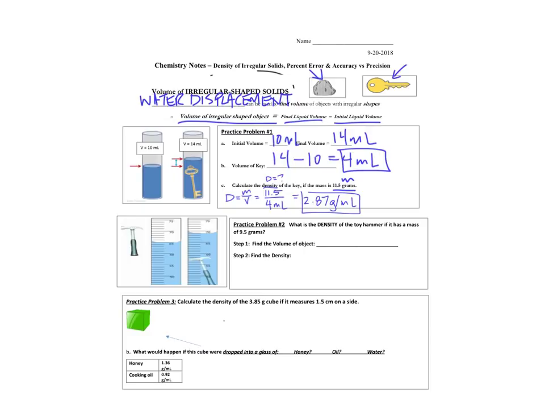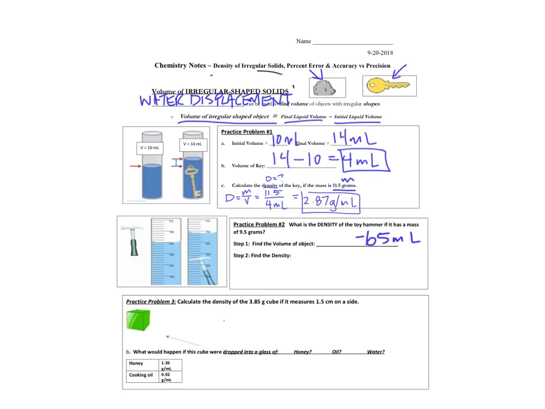Well, if I'm looking at my water at eye level, remember I want to look at the bottom of the curve. The bottom of the curve is roughly right there, and it looks to be 65 milliliters. So my final volume is 65 milliliters. I'm sorry, my initial volume is 65. So let's write that right here, 65 milliliters. What was my final volume?